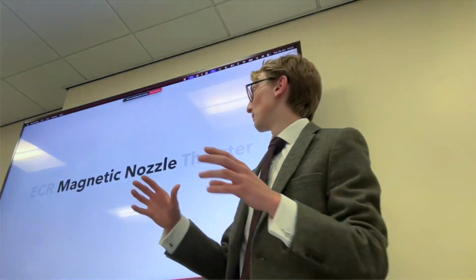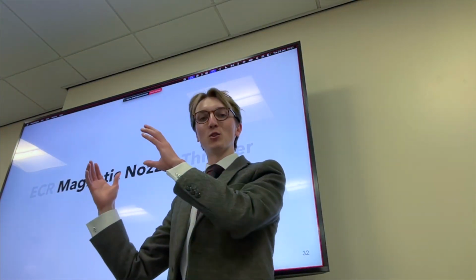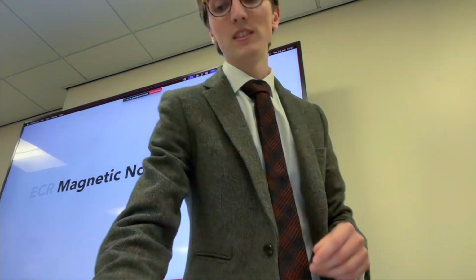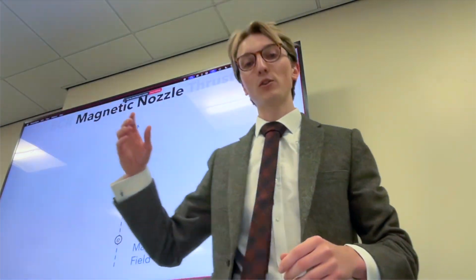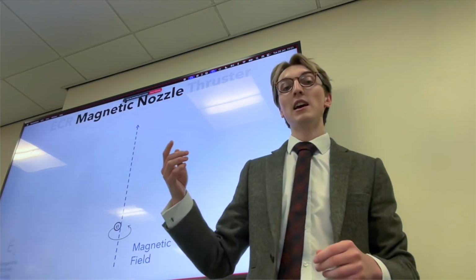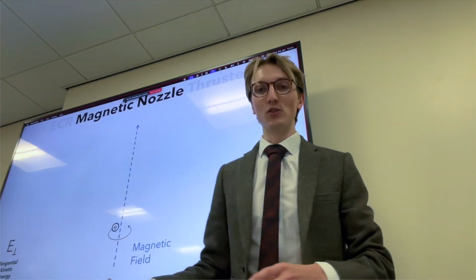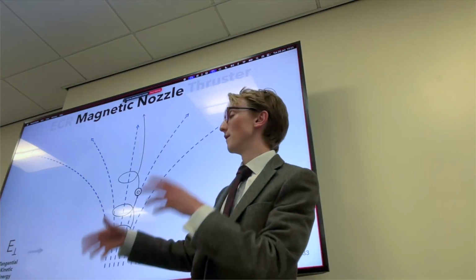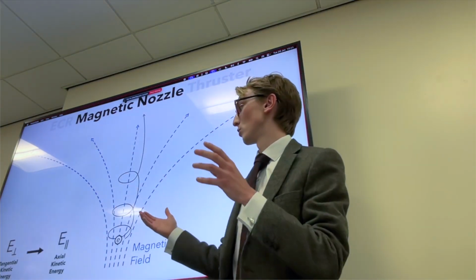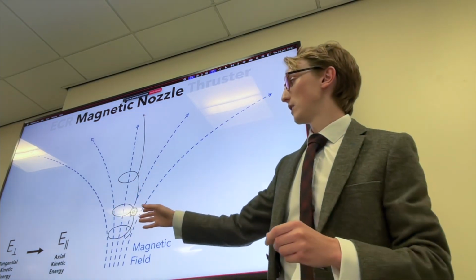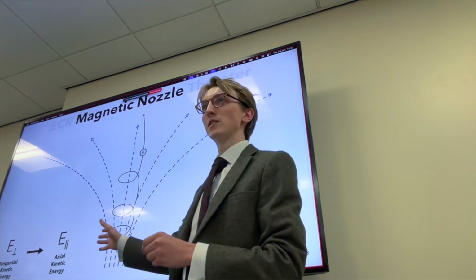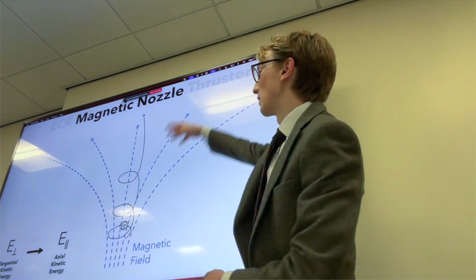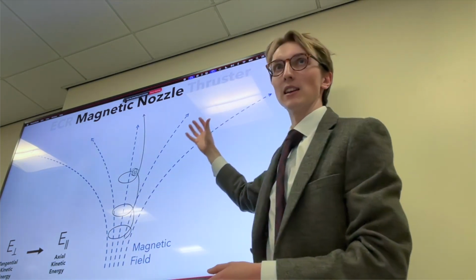If we now look at the magnetic nozzle part of ECR magnetic nozzle thruster, we can see if we have an electron in a magnetic field, it's rotating, and it has tangential kinetic energy. If we then make this magnetic field divergent, turn it into a magnetic nozzle, this tangential kinetic energy of the electron turns into axial kinetic energy, and the electron's accelerated downstream out of the magnetic nozzle.